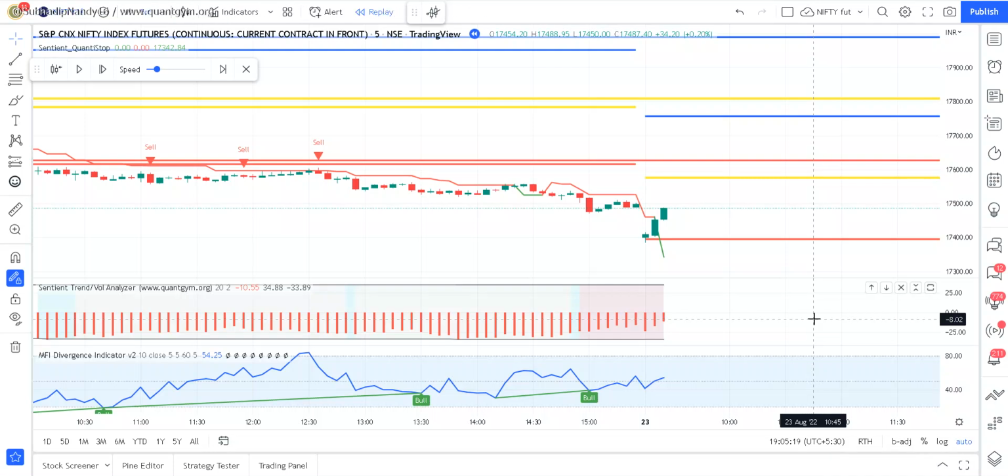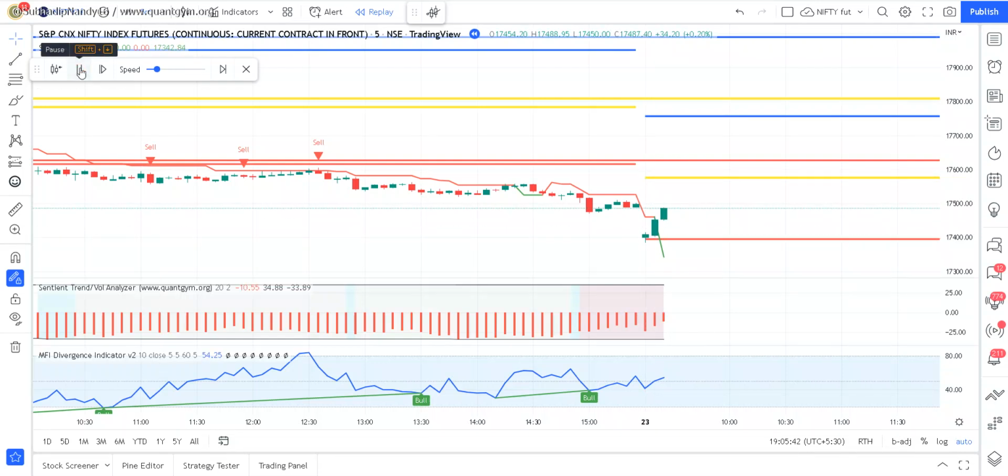This is just a very fast analysis of what happened in the markets today. The chart in front of us is basically Nifty. I have the Quanti Stop, the Sentient Trend Wall Analyzer, and the MFI divergence indicator attached, along with the levels. Now, obviously, Nifty opened out here on a gap down. We were short on Bank Nifty, we squared it off, and Nifty started to run up.